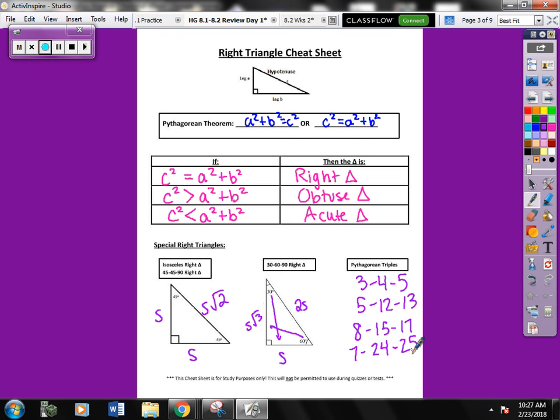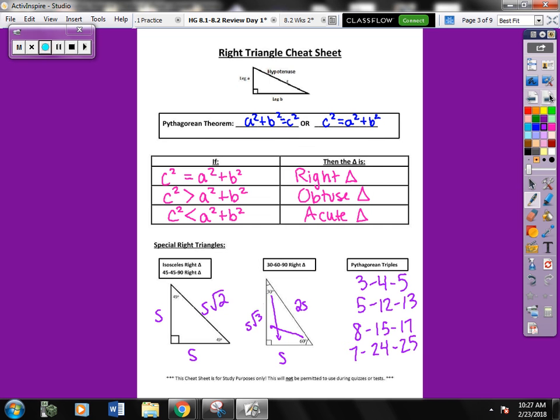The front page of your quiz, there are a ton of triples on there. So if you know your triples, you'll just be able to fill in, otherwise you're going to have to do the Pythagorean theorem a lot on your quiz. So not mandatory that you know them, but again, you may have trouble finishing the quiz if you don't know your triples. So if you're not going to memorize them, just get really fast at your Pythagorean theorem.